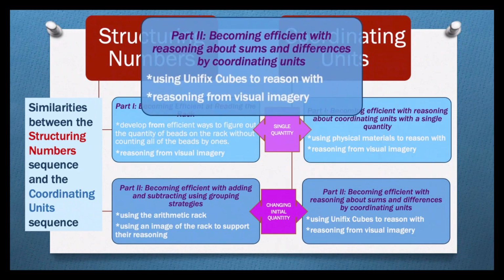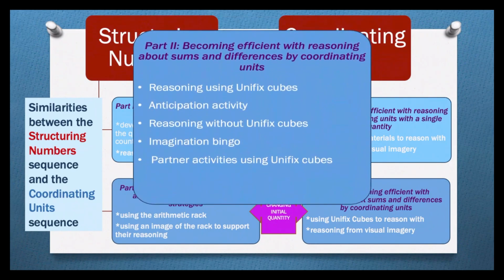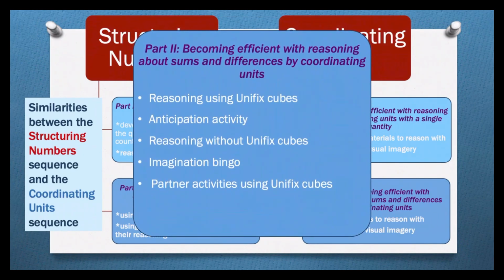Here, the physical materials are Unifix cubes that students use as pretend candies. The tasks evolve to those where the teacher uses cubes to show the initial quantity, and students imagine how they would solve the problem using cubes. The anticipation activity is an intermediary activity, as we will explain later.